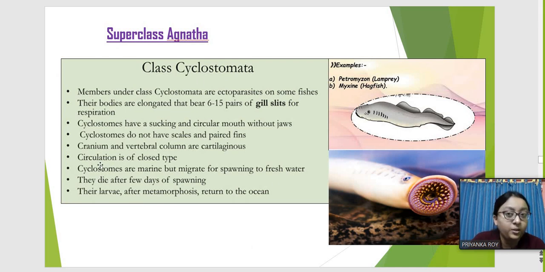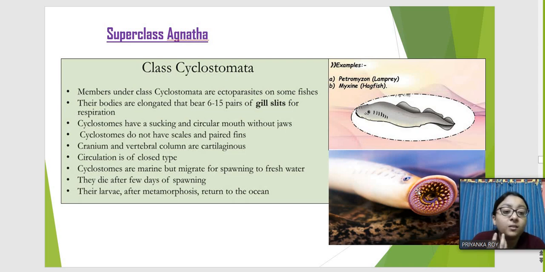So in euchordates, or the true chordates, the first superclass is the Agnatha superclass, which means they lack jaws. So they do not have jaws in their mouth, and the one and only class of superclass Agnatha is class Cyclostomata. I'm sorry, I said that the cephalochordate example was myxine, but it's actually Cyclostomata. I got confused.